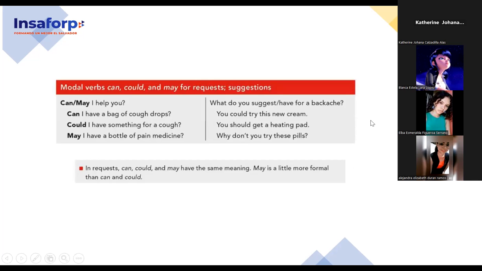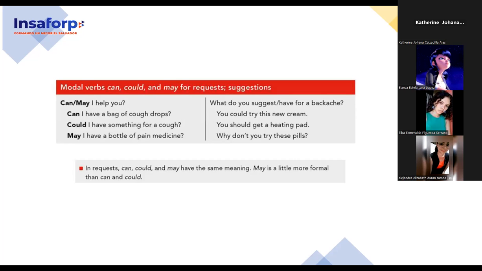Page 81. The following, we have modal verbs with can, could, may for requests or suggestions, right? So if you see here on the screen, we have, can I help you? Or may I help you? When you go to the drugstore or to a store and they have some salespeople there, what they usually do is they say, can I help you? Or may I help you? Okay, and then you say, can I have a bag of cough drops? Could I have something for a cough? May I have a bottle of pain medicine?